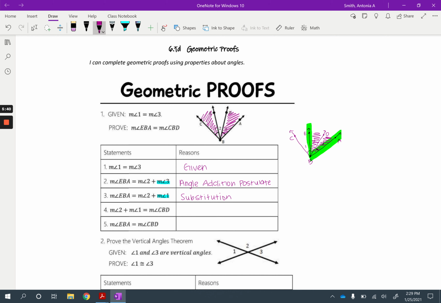Okay? Normally in my class, you've seen me, when I substitute something, I always put it in parentheses. That's all they've done. They just didn't use parentheses. Okay? But they replaced angle 3 with angle 1 because they're the exact same thing.